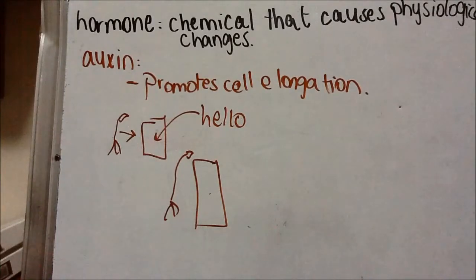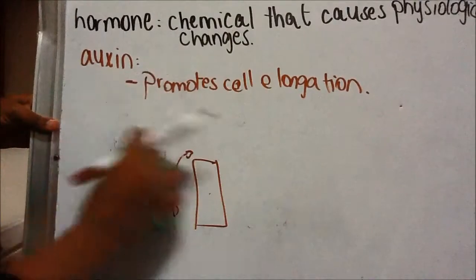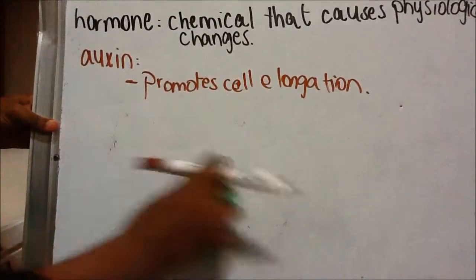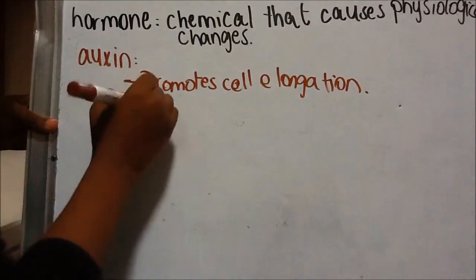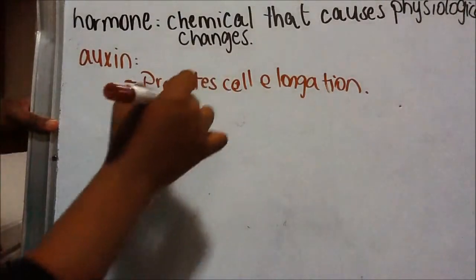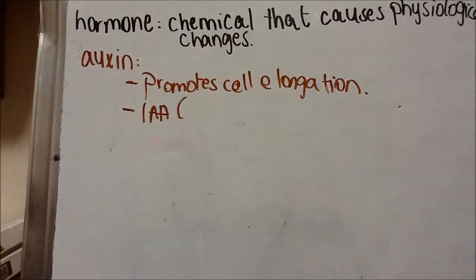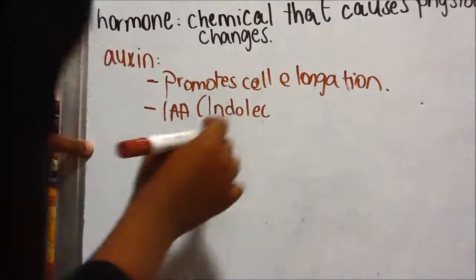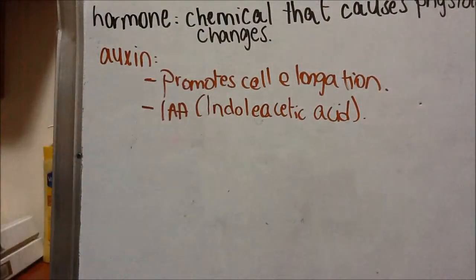So the next point, which is a bit harder, is the IAA. What the IAA is, I am not sure of the correct spelling, you say it, indolyl acetic acid. The indolyl acetic acid, what it does, it's basically a kind of hormone.